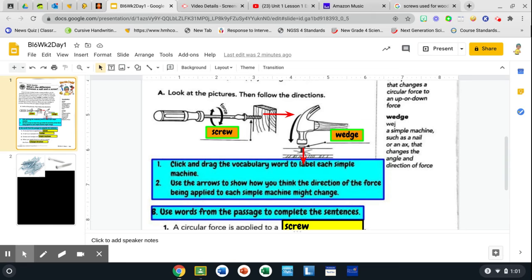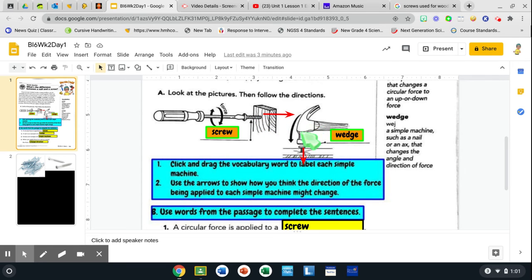Next, it says use the arrows to show how you think the direction of the force being applied to each simple machine might change. So in order to get the screw into the piece of wood, you've got to use rotational force, but as you rotate, the force then moves through the piece of wood. So by turning this, the force changes and causes that screw to go into the piece of wood.